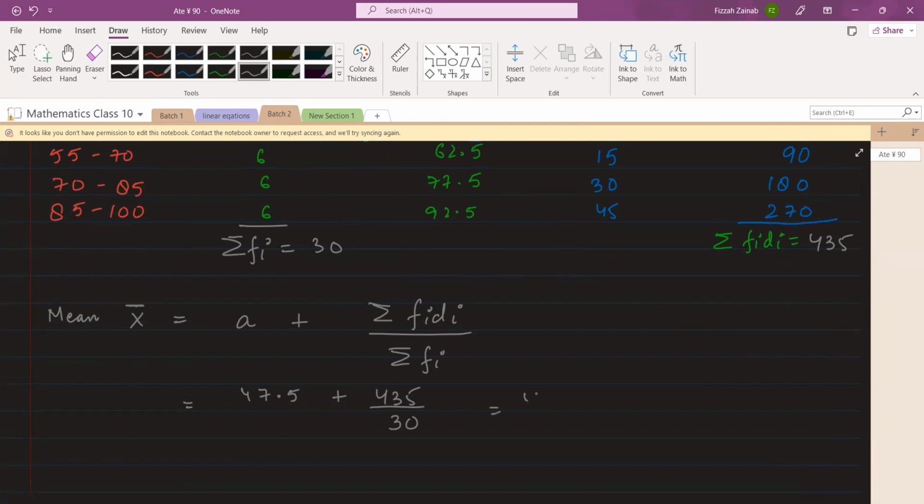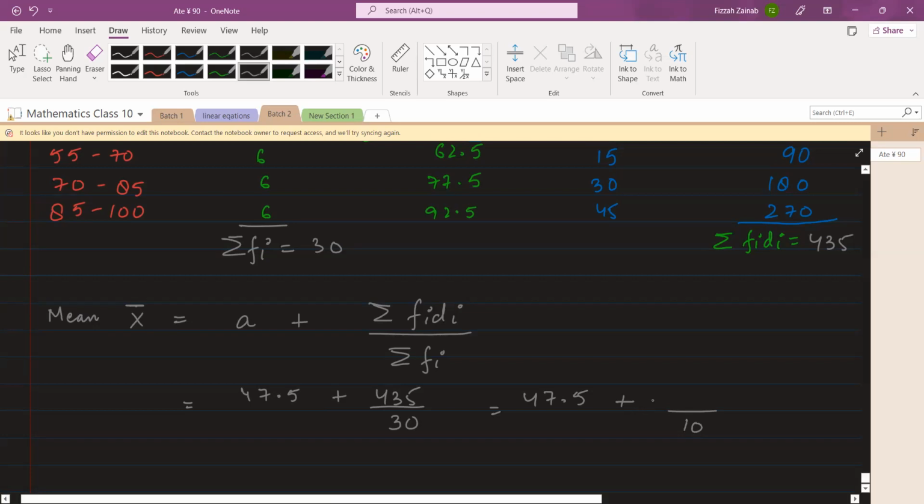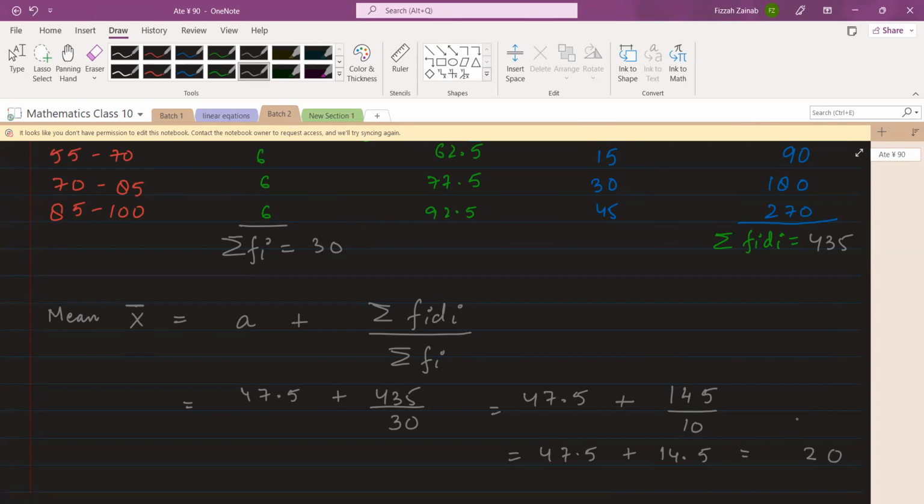So this will be 47.5 plus, again, you divide this by 3 and then keep your 10 in the denominator. So what do you get? 3 into 4 is 12 and then 15, right? So that becomes 47.5 plus 14.5, and that you can add. So 5 and 5 is 0, carry 1, 7 and 4 is 11 and 2, carry 1, 62. So your mean is 62.